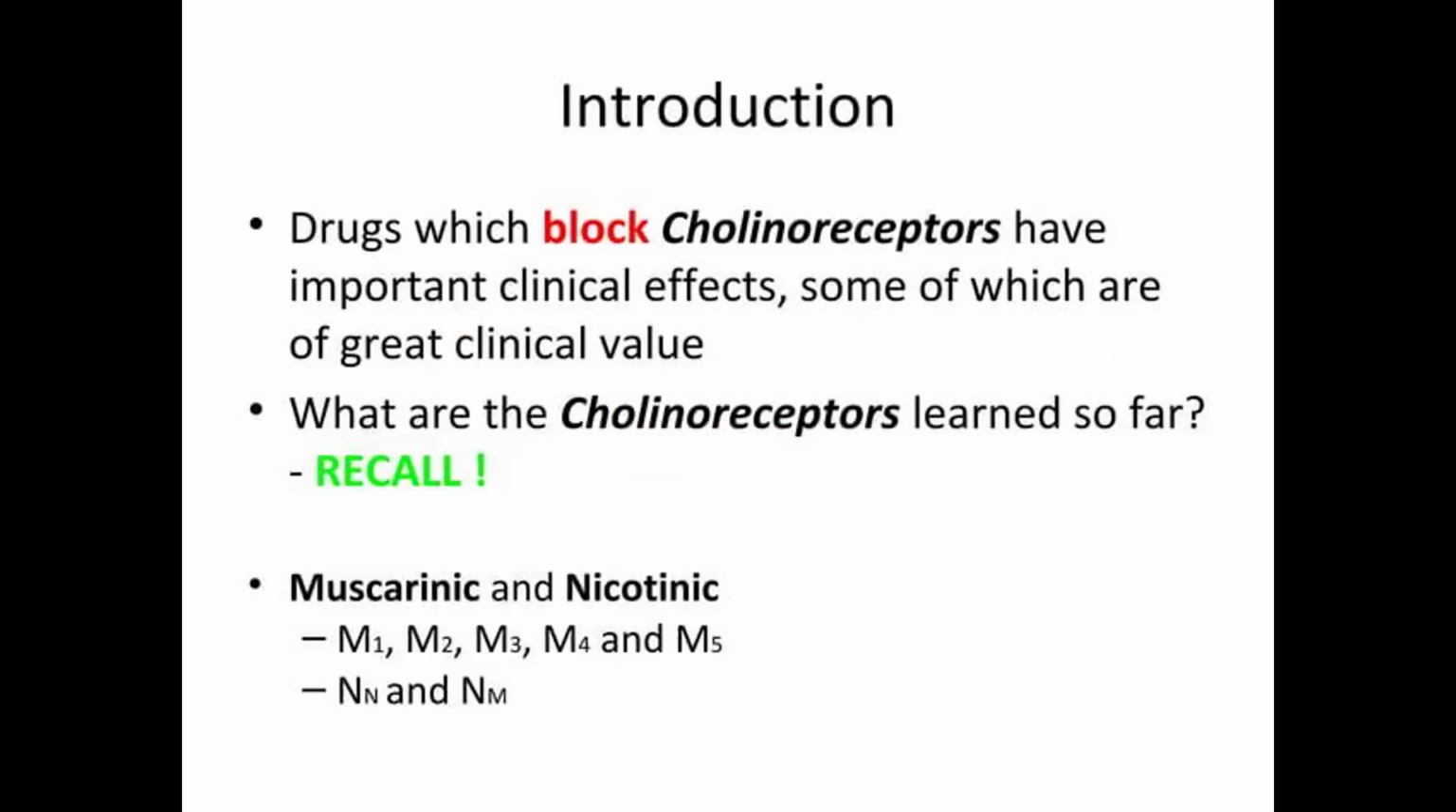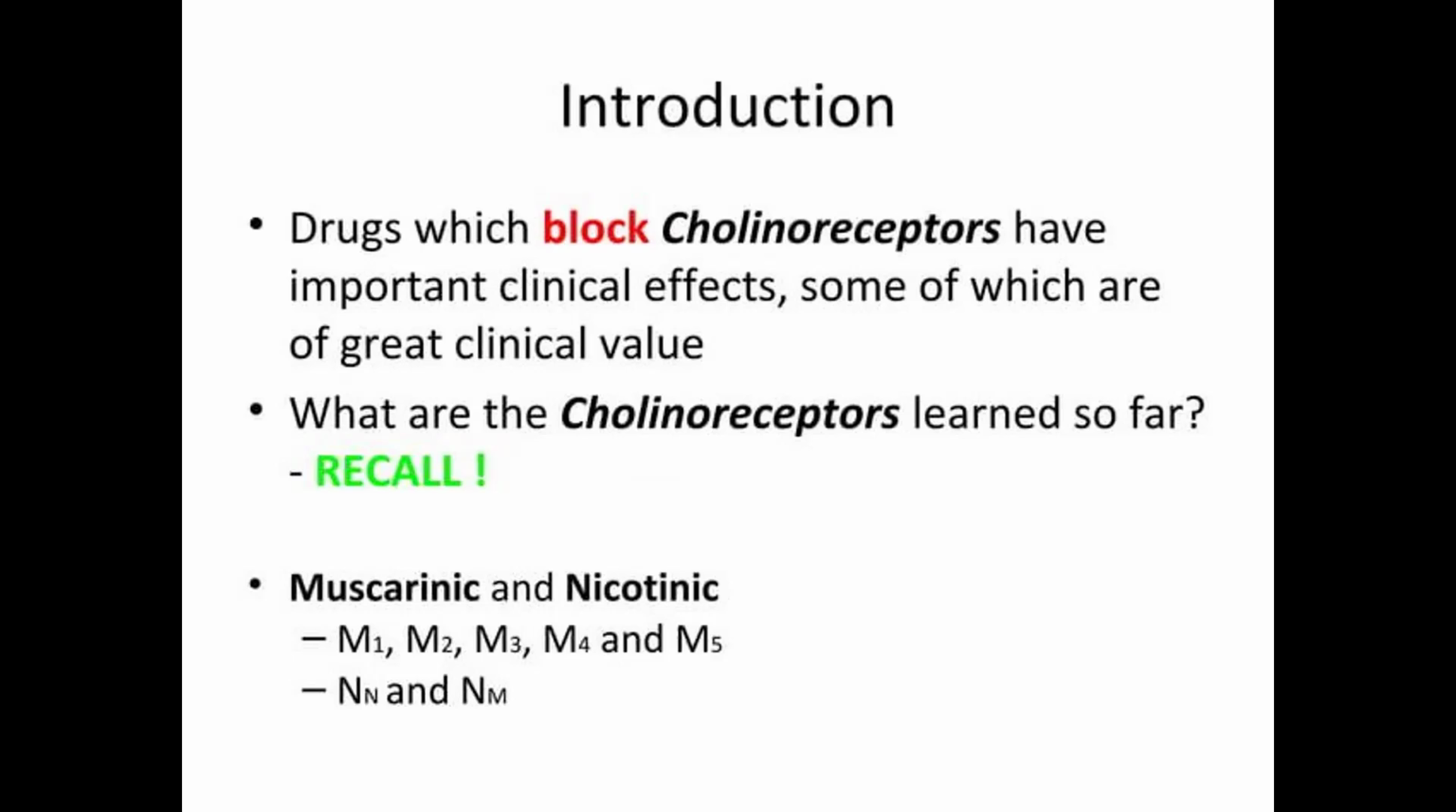Once we go to anticholinergics, we should understand fundamentally that they are the drugs which block the cholinergic receptors, and these drugs have very important clinical value. We should recall from basic pharmacology that these cholinergic receptors are divided into two main broad categories: the muscarinic receptors and the nicotinic receptors. Muscarinic receptors are M1, M2, M3, M4, M5. In case of nicotinic receptors, we have nicotinic neuronal receptors, NN or N1, and nicotinic muscular receptors, NM or N2. So these are broadly classified into muscarinic and nicotinic.